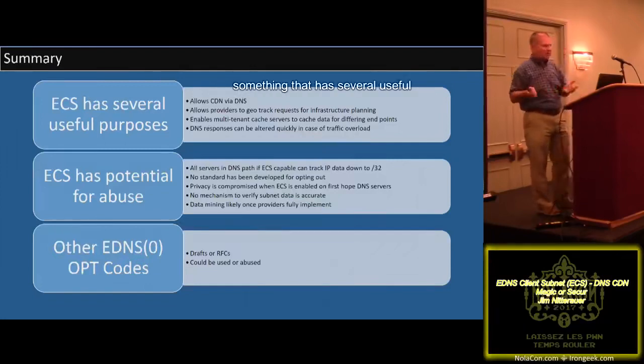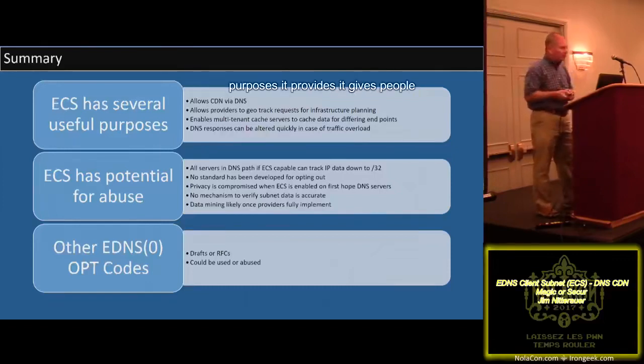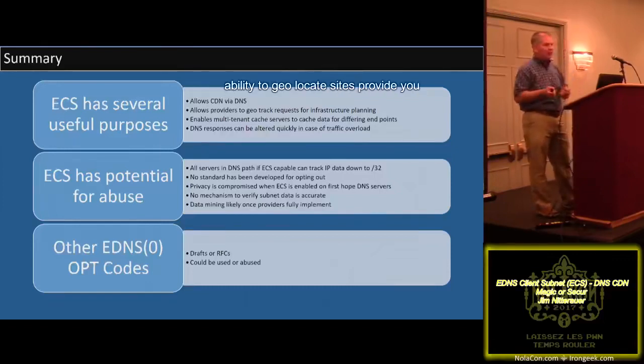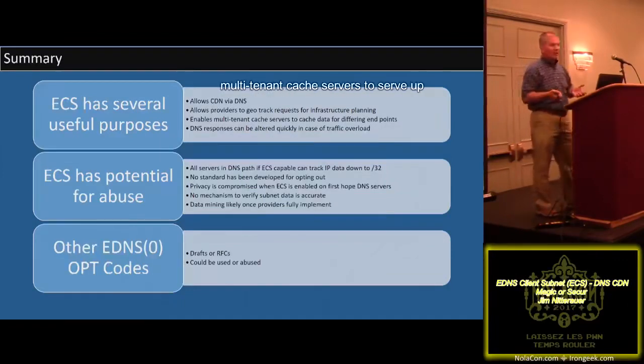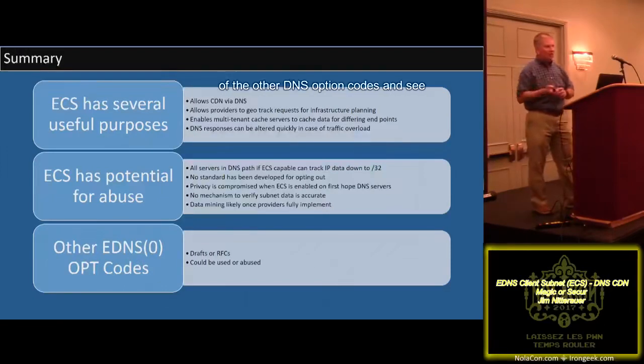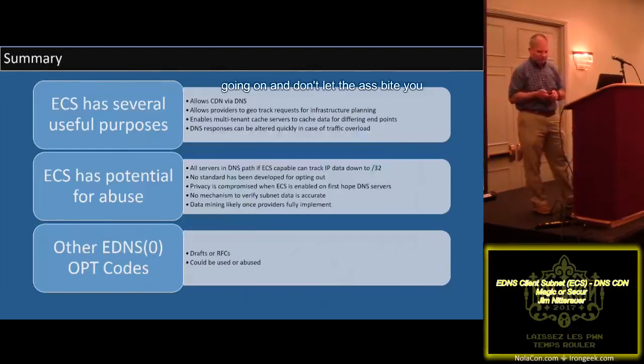So again, to summarize, EDNS client subnet has several useful purposes. It does serve some good purposes. It gives people the ability to geolocate sites and provide you a better browsing experience. It enables multi-tenant cache servers to serve up the right data for people based on their geolocation. It has potentials for abuse. And if you get a chance, go look at some of the other EDNS option codes and see what kinds of things are out there. You might be a little surprised at what's going on.